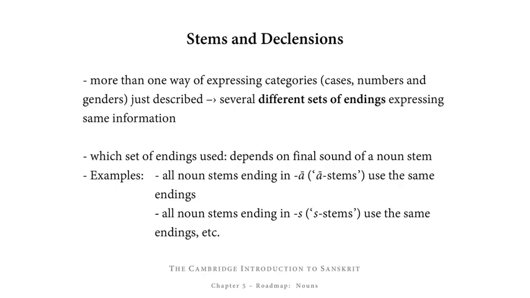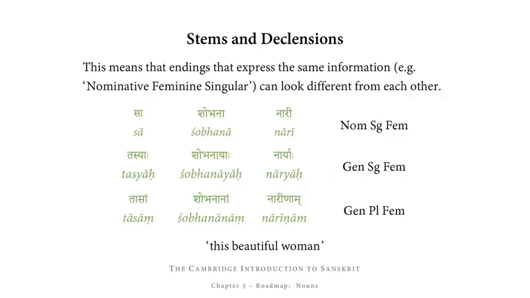So, for example, a genitive plural may be expressed with one ending in the case of one noun and with a different ending in the case of another noun. Which set of endings is used depends on the final sound of a noun stem. So, for example, all noun stems that end in long A, which are also called long A stems, use the same set of endings. All nouns that end in I, so-called I stems, use the same set of endings, and so on.